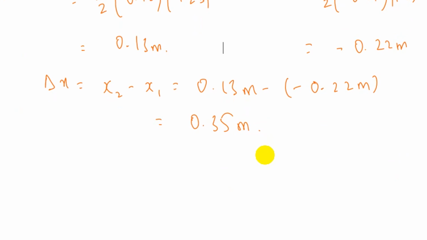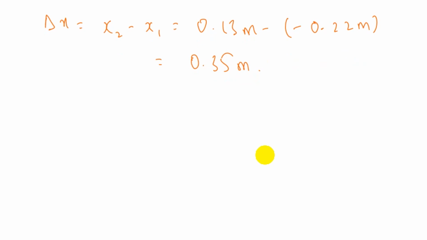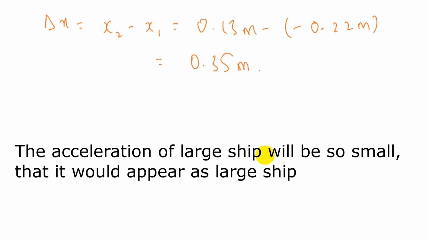Now think what would happen if the heavier canoe is replaced by a large ship of great mass. In that case both objects will accelerate, but the acceleration of the large ship will be so small that it would appear as if the large ship did not move. In fact, both objects will move.